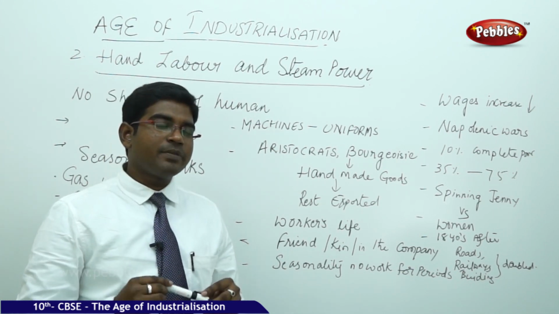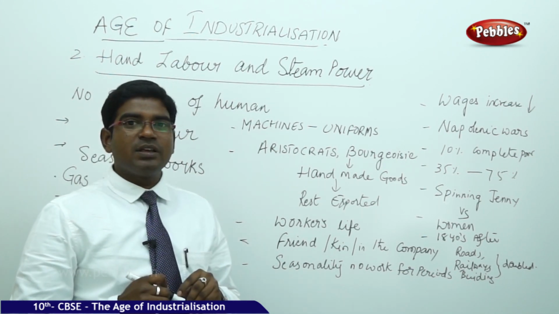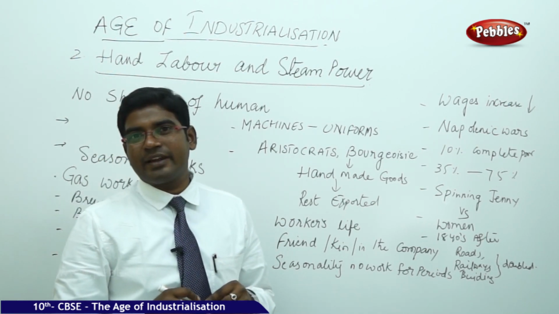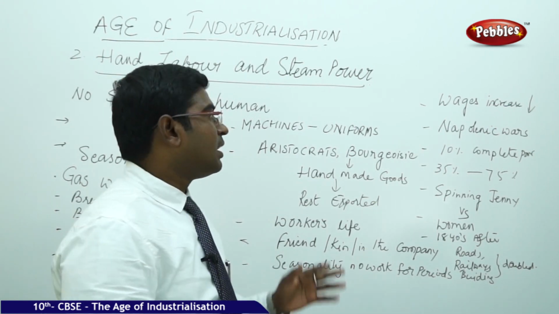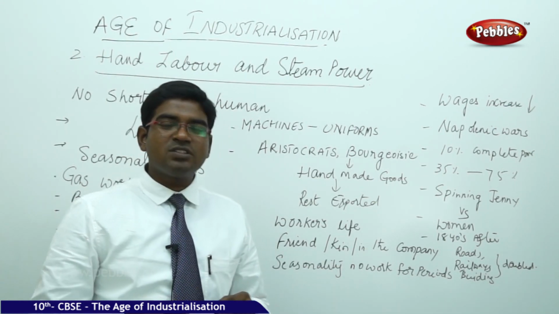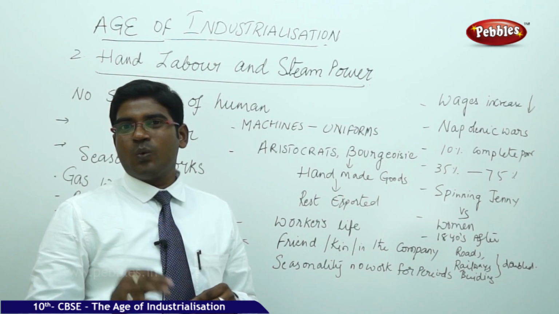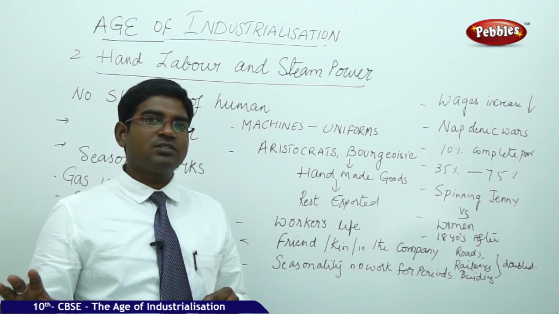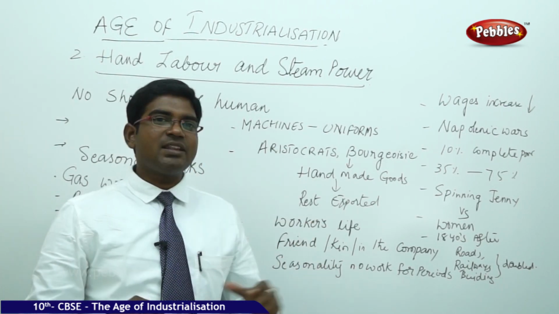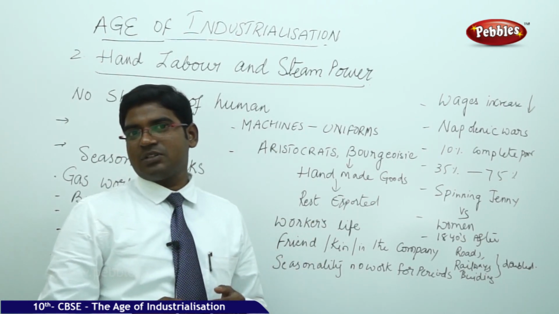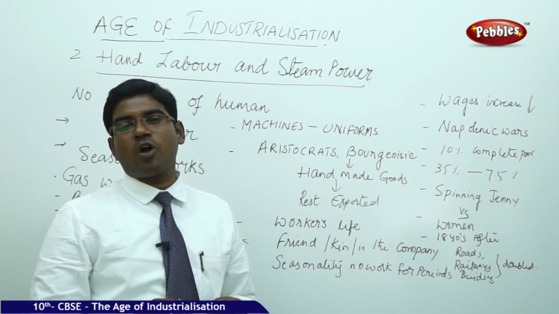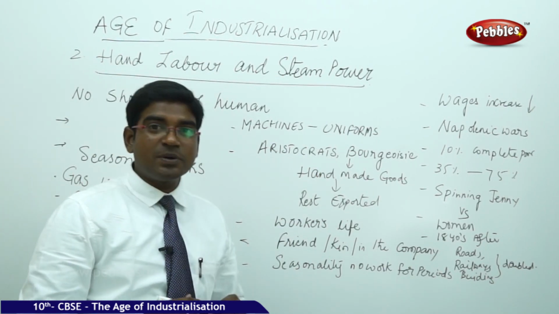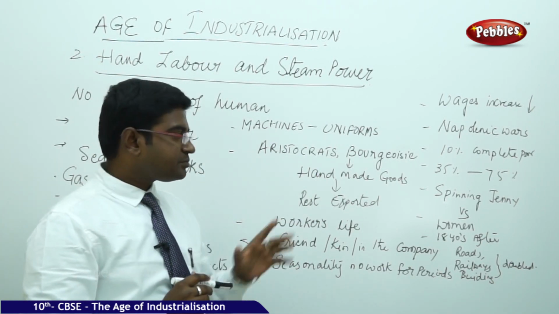Seasonal works were more, and during the Napoleonic Wars the cost of products used to go up, so the income they were getting could not suffice, and nearly 10% of the people in Britain's cities did not have any work to survive. And due to this dissatisfaction, the number of unemployed people went from 35% to 75% during this period.